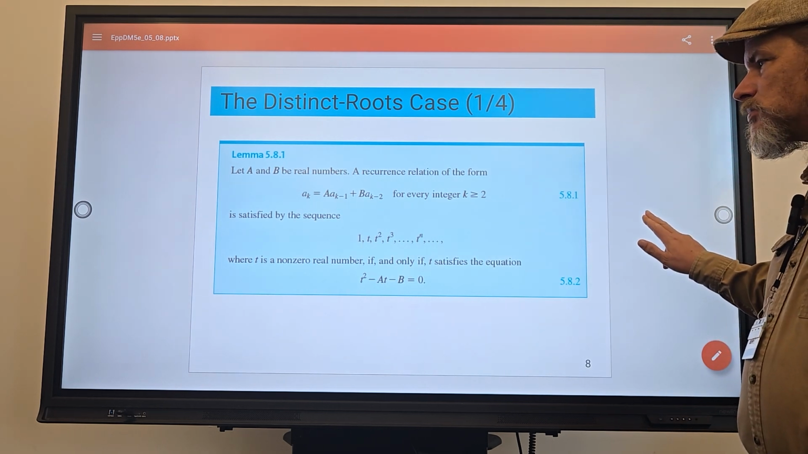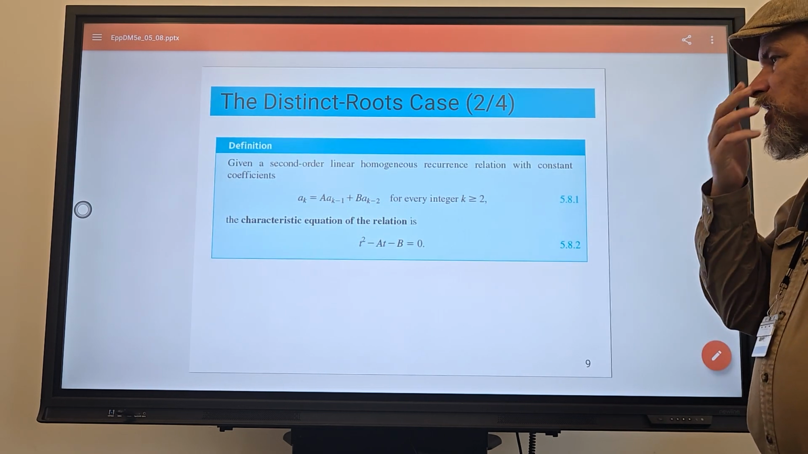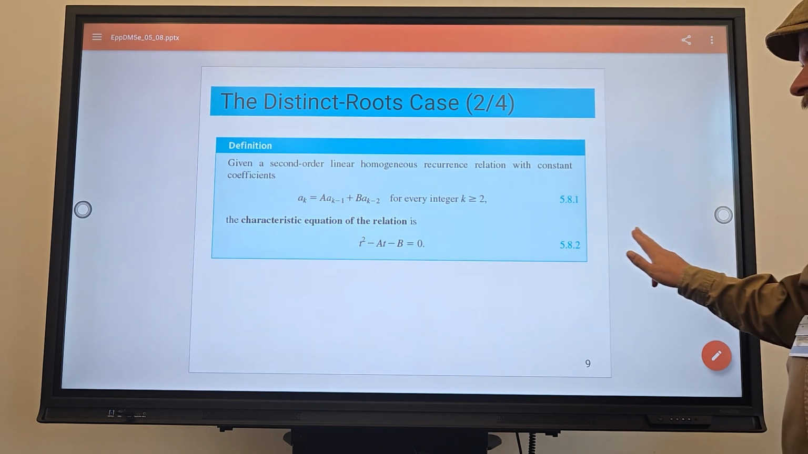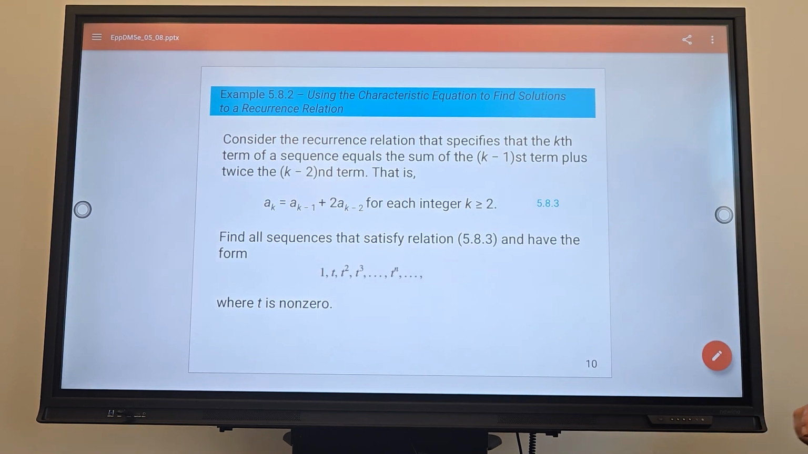All right. Given a second order linear homogeneous recurrence relation with constant coefficients, the characteristic equation of the relation is t squared minus at minus b equals 0. Consider the recurrence relation that specifies that the kth term of the sequence equals the sum of the k minus 1 term plus twice the k minus 2 term.